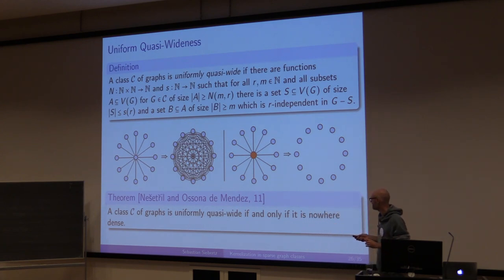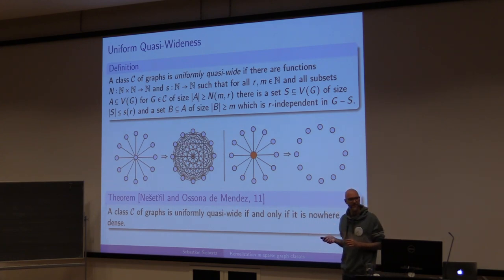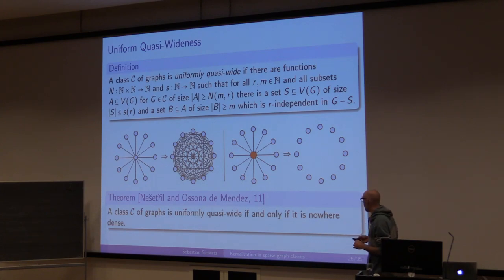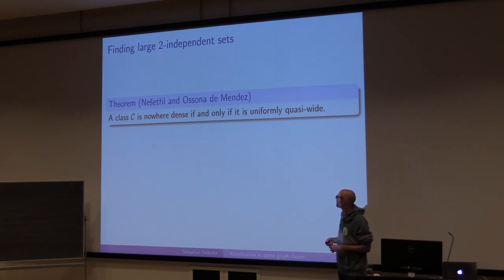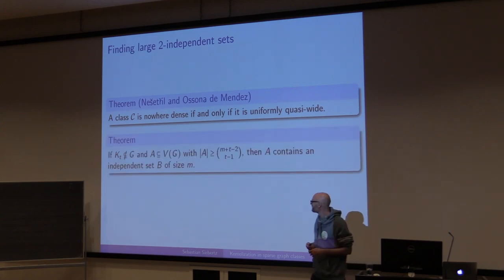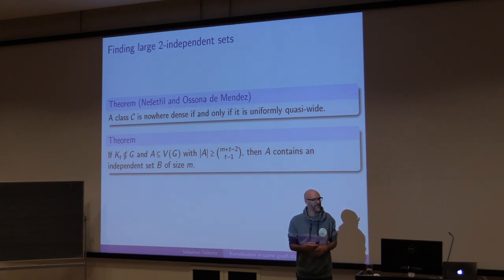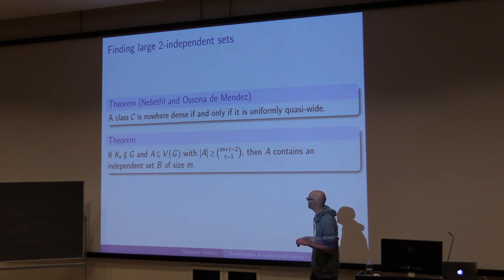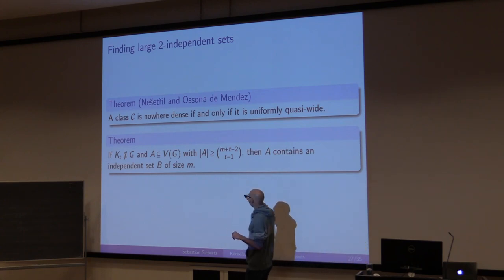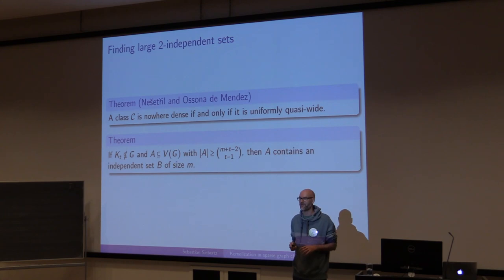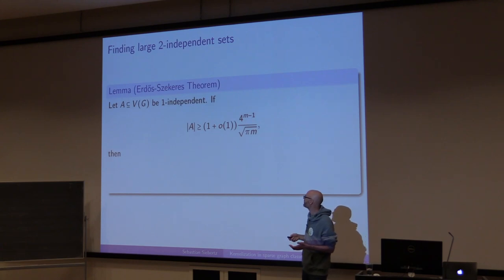So uniform quasi-wideness is equivalent to nowhere denseness. This was proved by Nešetřil and Ossona de Mendez. I will show you one tool now, how to prove this uniform quasi-wideness. Yeah? So it's not a problem to find large independent sets. By definition of nowhere denseness, at level zero, we have some clique excluded, yeah, some K_t excluded. So we have seen this inequality before. If we start with such a large set, then we will find a large independent set. But now a two independent set is a completely different matter, and we can apply the Erdős–Szekeres theorem here.